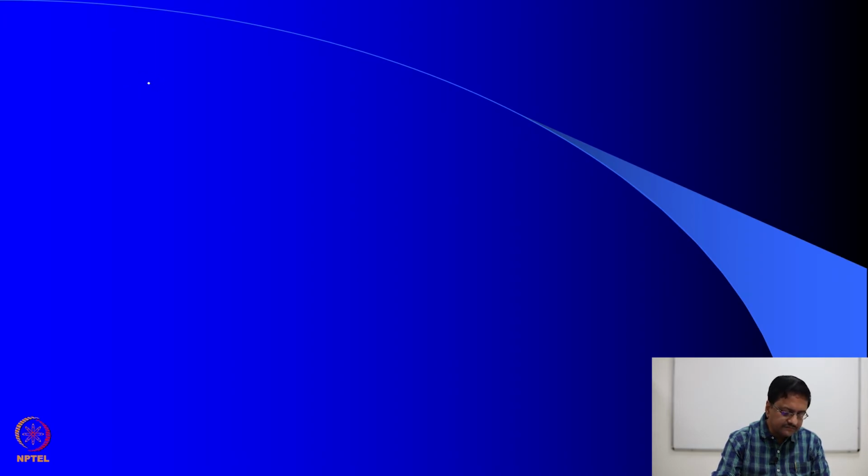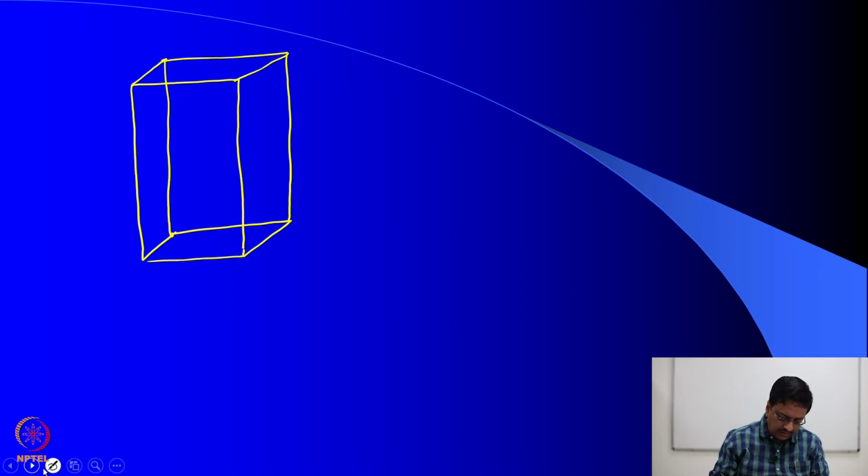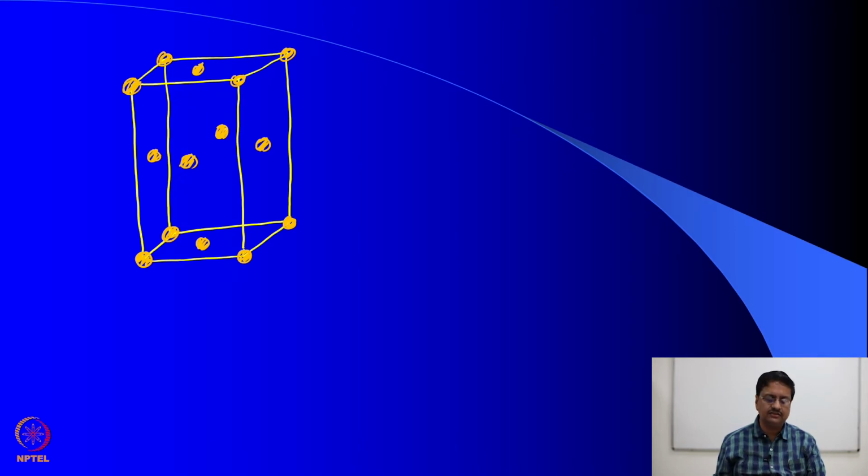To demonstrate that, I first need to draw a tetragonal lattice nicely and then convert it into a tetragonal face-centered lattice, and from there we can start. So this is a tetragonal lattice, and when I say it is face-centered, it essentially means I have objects at all the corners and at the center of all the faces. So this is a face-centered tetragonal lattice.